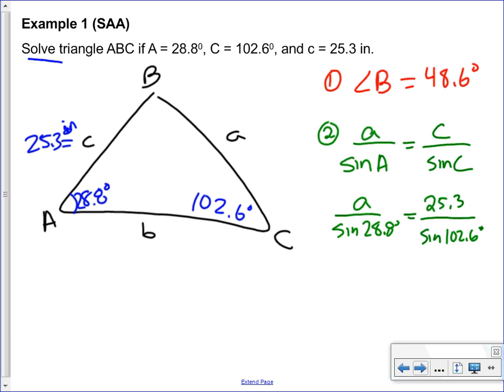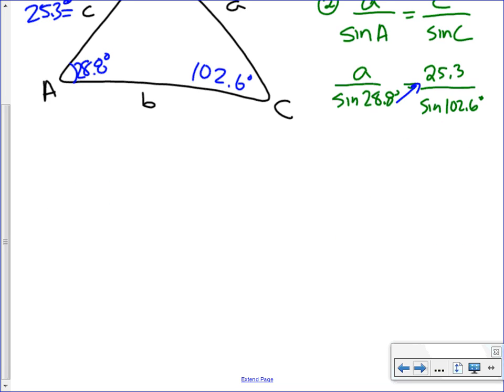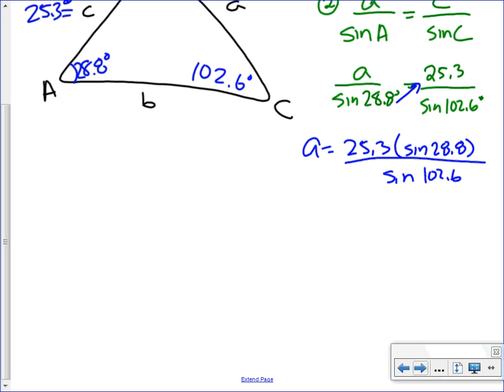Here's why you want it to be at the top left corner. To solve for A, what do you do? Yeah, just multiply that to the top. So A is equal to 25.3 times the sine of 28.8 all over sine 102.6 degrees.